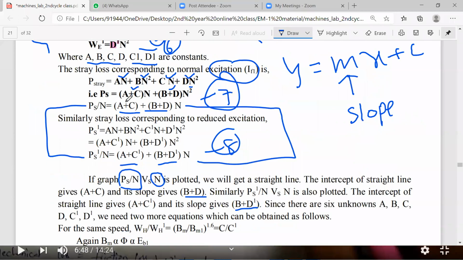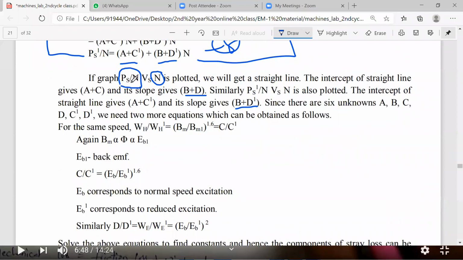So from this, if you plot a graph of PS by N versus N, we will get a straight line, because the two equations represent a straight line. The intercept of the straight line gives A plus C and its slope is B plus D, for the first equation. Similarly, PS dash by N versus N is also plotted. The intercept of the straight line gives A plus C dash and its slope gives B plus D dash.